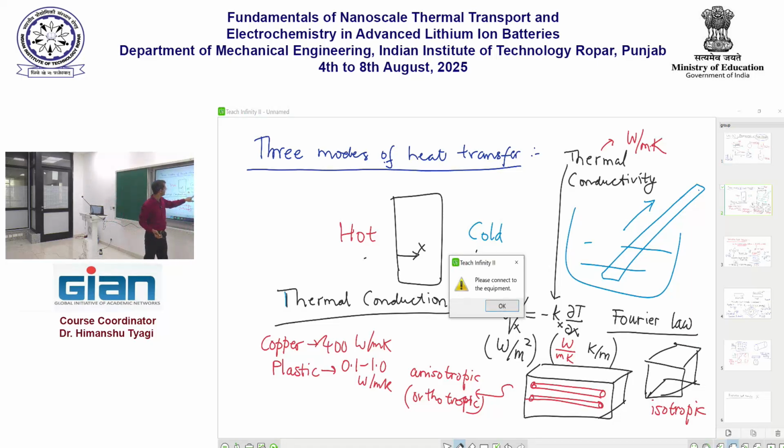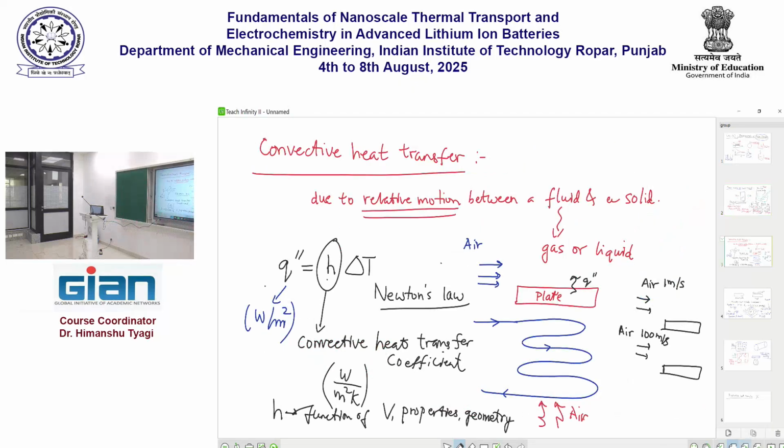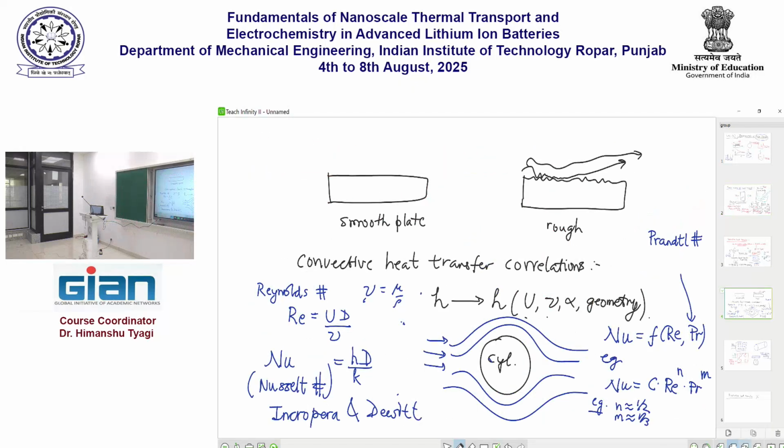For H we need to write these correlations, and these correlations are what will give us the value of H. Typically we use non-dimensional numbers, and the convective heat transfer coefficient is represented by the Nusselt number. The Nusselt number is usually a function of the Reynolds number and the Prandtl number, right?